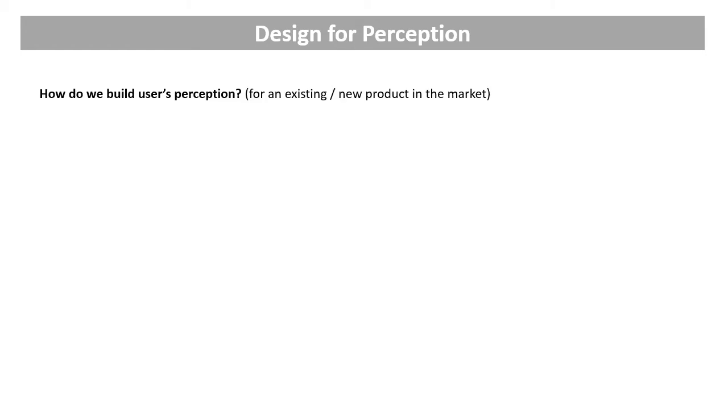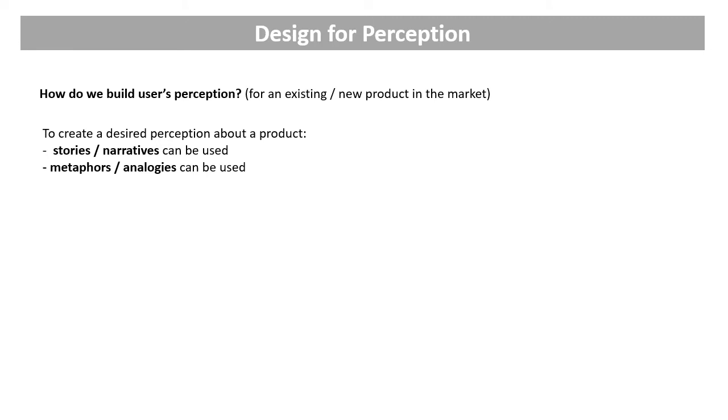Now, moving on, how do we build users' perception for any existing or new product in the market? To create a desired perception for a new product which is to be pushed in the market, stories or narratives can be used, or even metaphors or analogies can be used. Let's see some of the top examples from Indian advertisements.